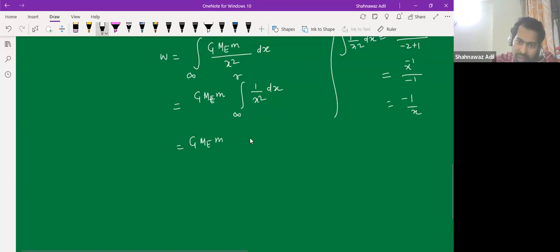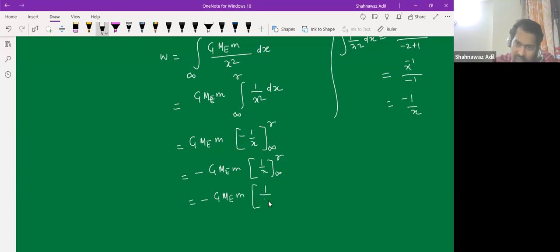This is minus 1 by x from infinity to R. So we can take this minus sign outside. So this is G M E M, and this is 1 by x, with limits infinity to R. So first we put the upper limit. That is 1 by R, and minus of this is 1 by infinity.